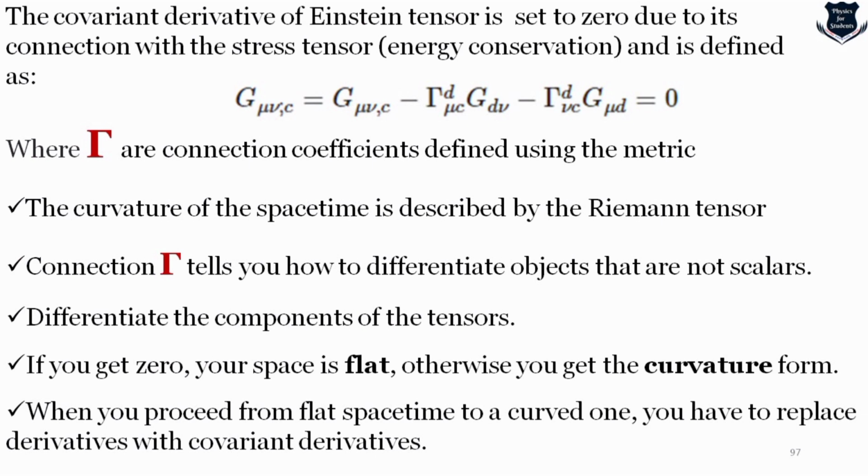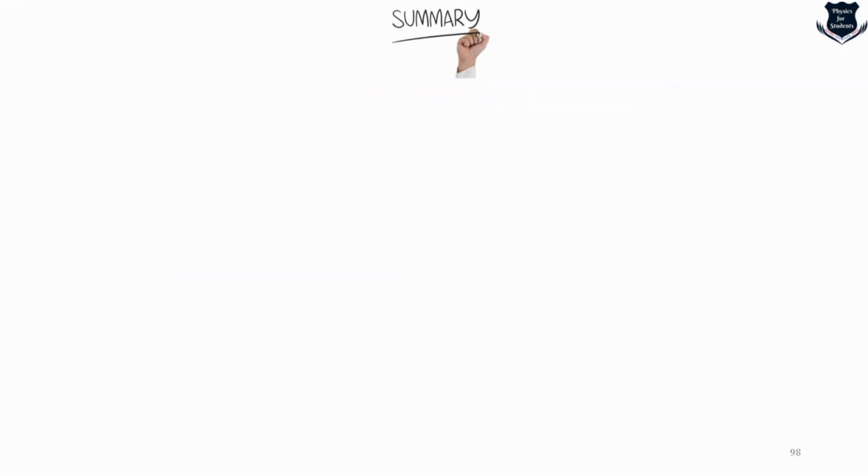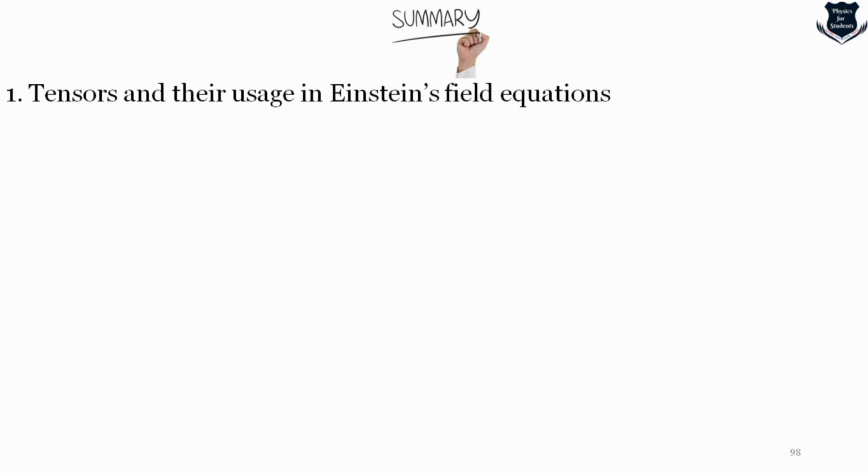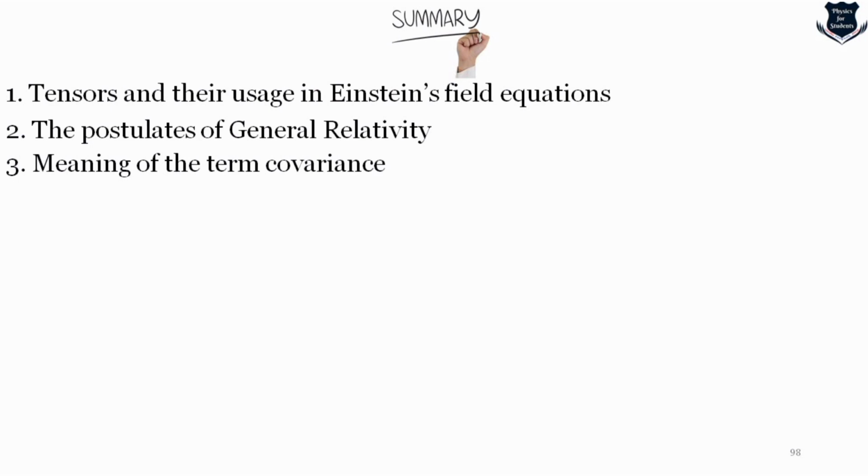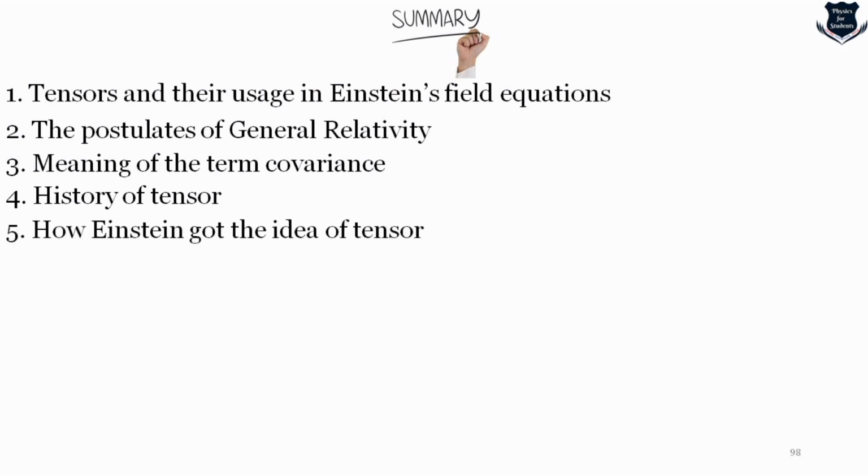So this is a nice summary of the parts we have learned. So that's it, a very long video with a lot of details coming to an end. Let us quickly summarize. We have understood the use of tensors in Einstein field equations. What the postulates of general relativity are and how they lead to the term covariance in two domains. A wonderful history of tensors, sorry for the spelling mistake. How Einstein got to the idea of tensors. The need for tensors in general relativity.